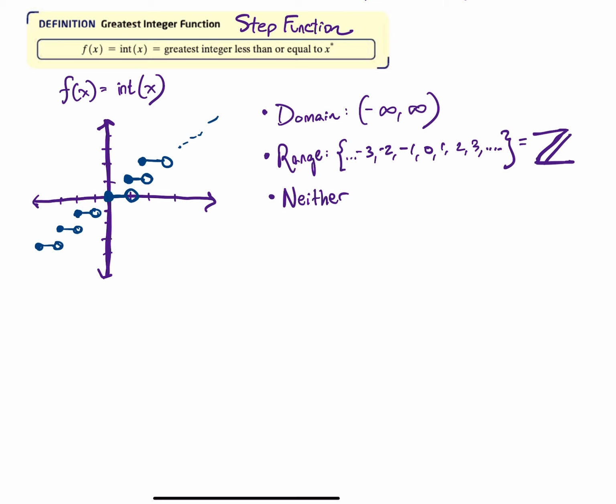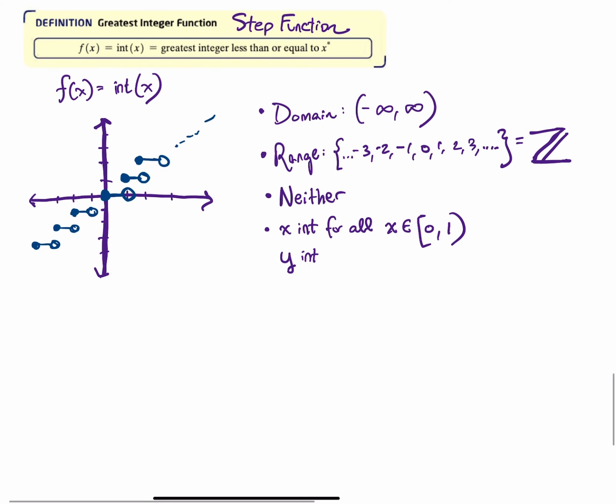Okay, how about intercepts? Well, we have x-intercepts on this entire little interval here. So we can say x-intercept for all x values in this little pocket from 0 to 1. So including 0 up until 1, but not including 1. You have an infinite number of x-intercepts there. And we have one y-intercept just at the origin at 0, 0.